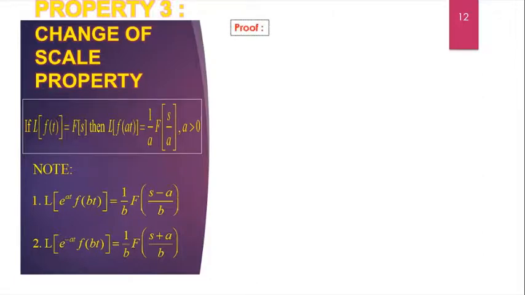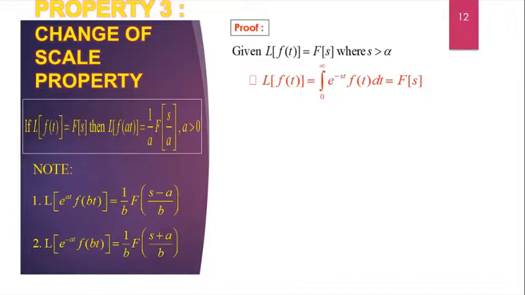Now we move into the proof of change of scale property. Since it has been given that Laplace of f of t is equal to F of s, where s is greater than alpha. By definition, we very well know that Laplace of f of t could be defined as integral 0 to infinity e power minus st f of t dt, which is also represented as capital F of s. Now we take Laplace of f of at and we apply the definition as integral 0 to infinity e power minus st f of at dt.